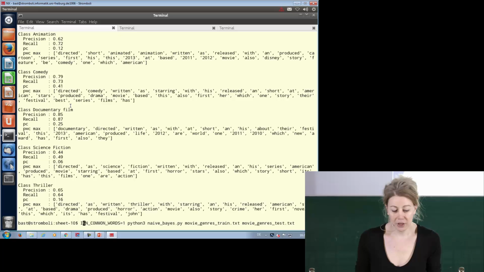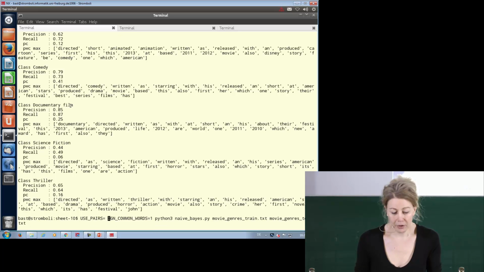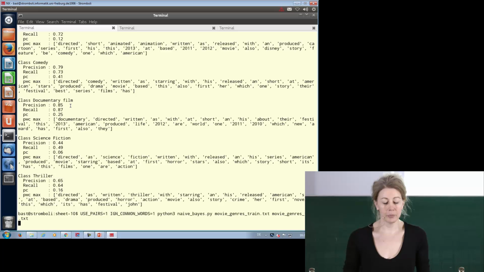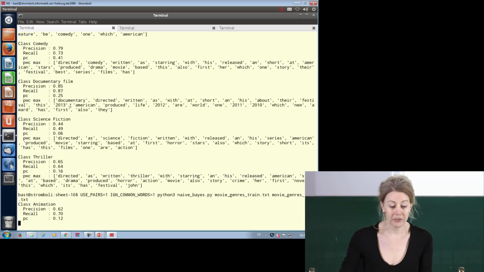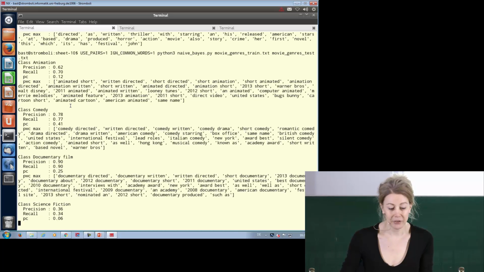There's also an option here, use pairs. Yeah, instead of just words, you look at word pairs. Let's see how well that works. Also, yeah, bigrams of words, or phrases. Let's see what happens. Yeah, why does it take longer? Because there are more pairs.